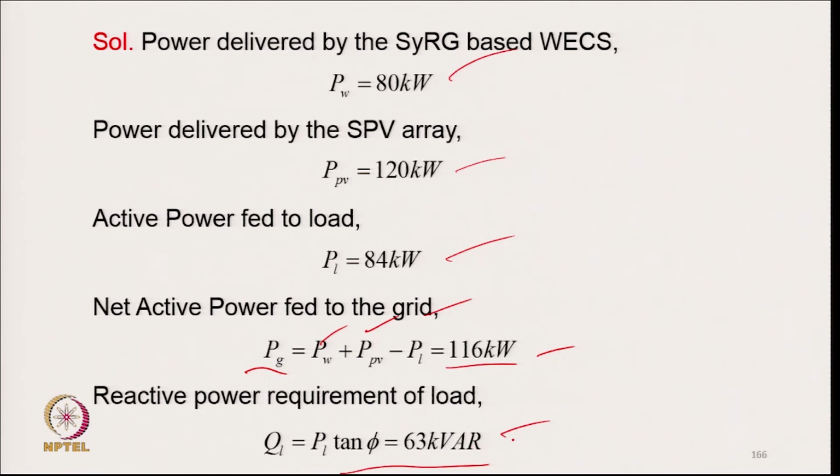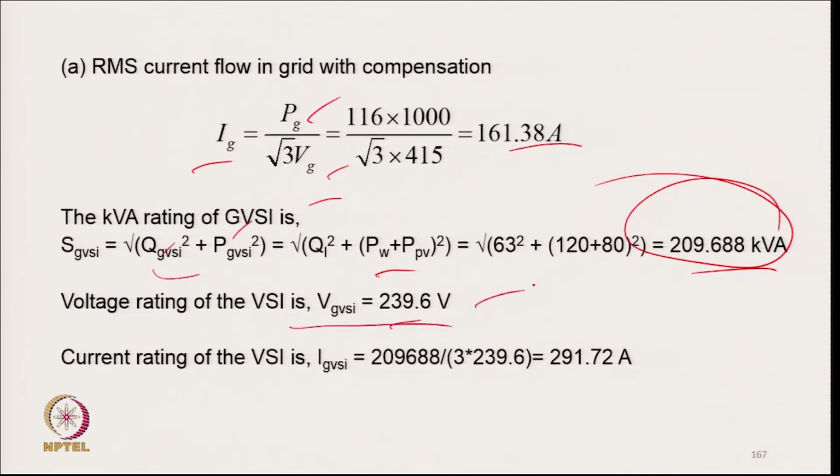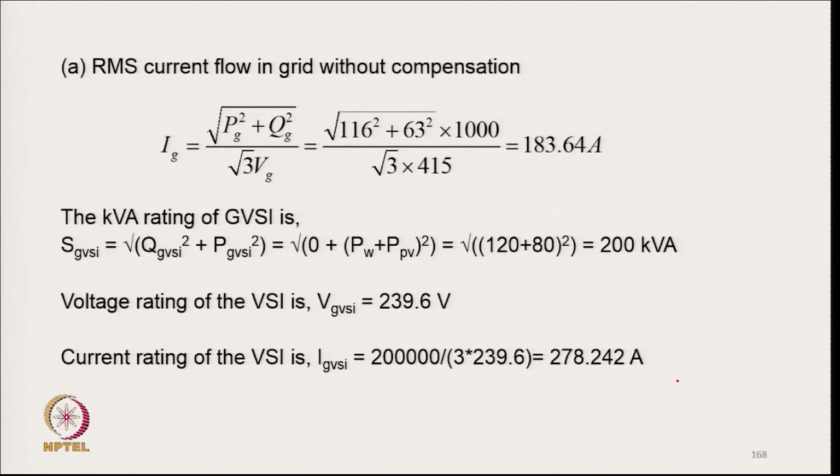We get the reactive power, and then we can find out the grid current at unity power factor from power and voltage, 161, and we can find out the kVA rating of the grid side converter from Q and P. So, putting all the values here, we get 209.688 kVA, and the grid side voltage is already given, 239, and we can find out the grid converter current rating from kVA divided by 3 times voltage, so 291.72.